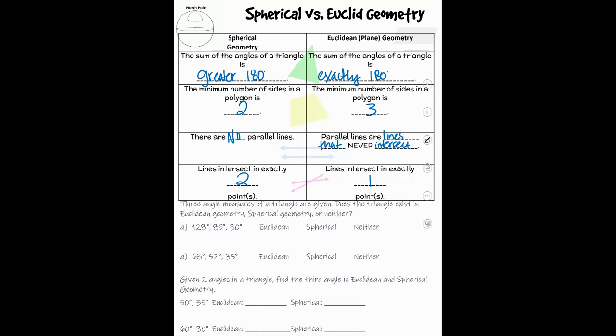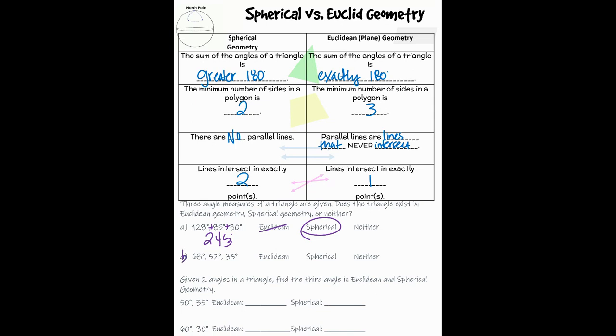Let's look at our triangles, since that's what we like most in our geometry class. We've got the 3 angle measures of a triangle, and we want to know, is it Euclidean geometry, spherical geometry, or neither? So all you need to do is add the angles up, and see what they total. This one is 243, I think. Euclidean geometry is exactly 180, so it's not that. Spherical geometry is greater than 180. This number is greater than 180, so it is spherical geometry.